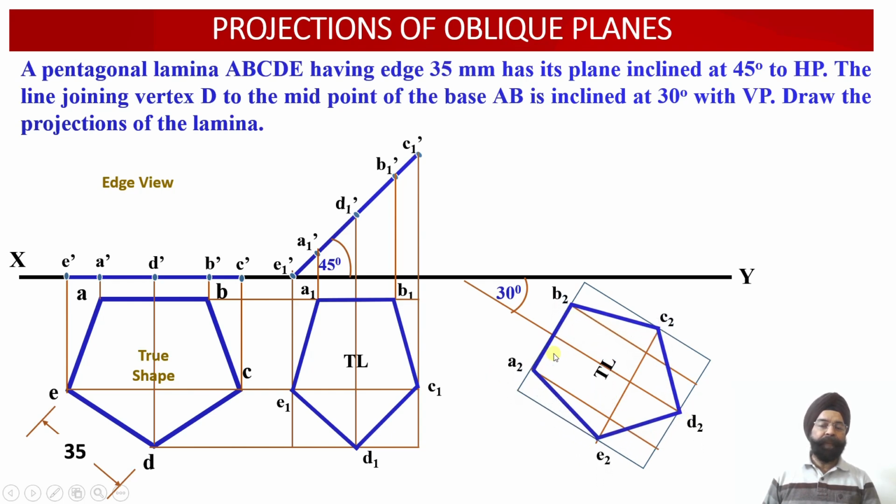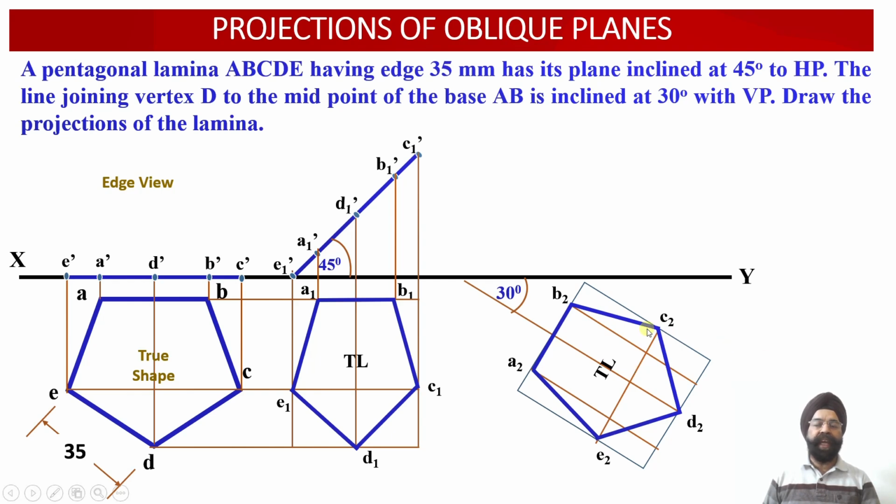So now we have been able to measure the rectilinear distances and transfer this apparent shape of the pentagonal lamina into this position in such a way that the opposite vertex D2 is joined with the midpoint of the edge AB. So this line happens to be inclined at an angle of 30 degree and this line happens to be true length over here. So this way, this apparent shape has been reoriented or rotated with respect to the vertical plane at an angle of 30 degree.